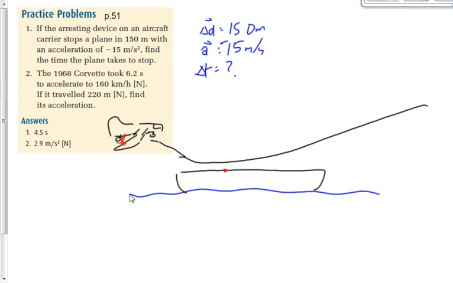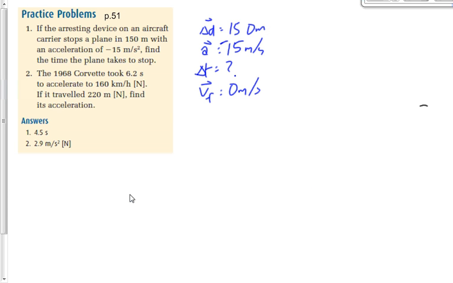Is that all we got? Is there anything else we have there? Yep. Good. So VF is 0 meters per second. That's it, I think, now, isn't it? Okay, it's a Group B problem, right, because it's slowing down. We can use any one of those Group B equations. Which one do you want to try first?